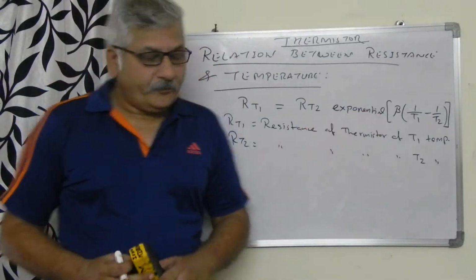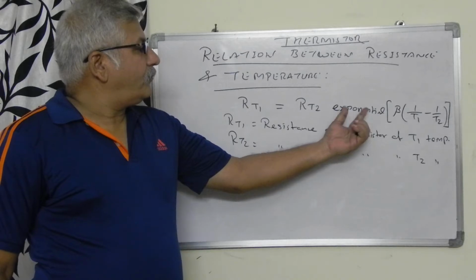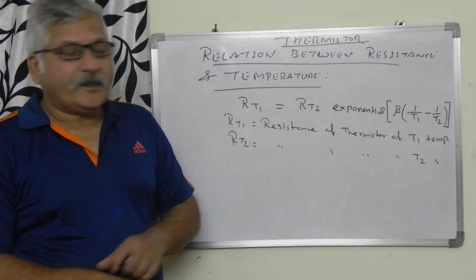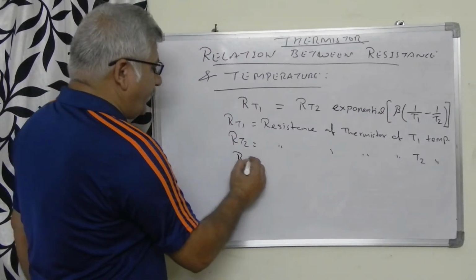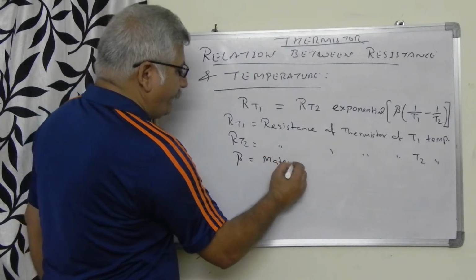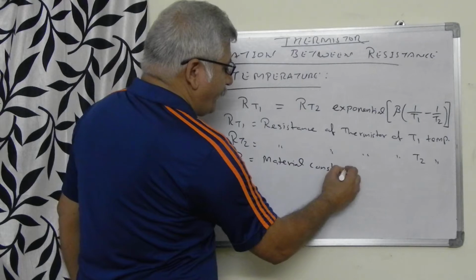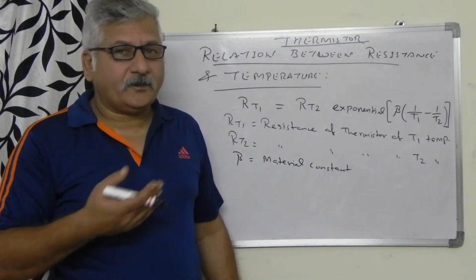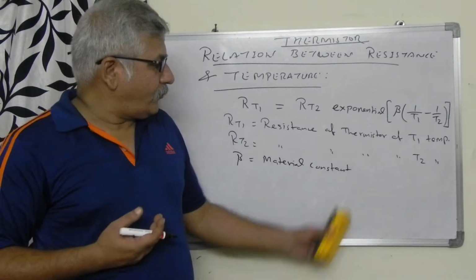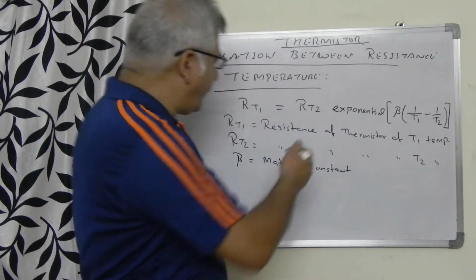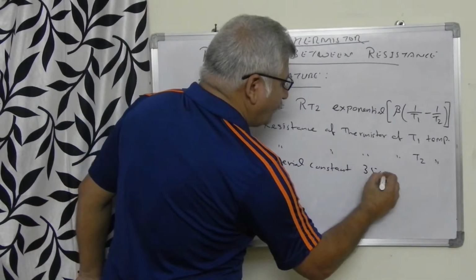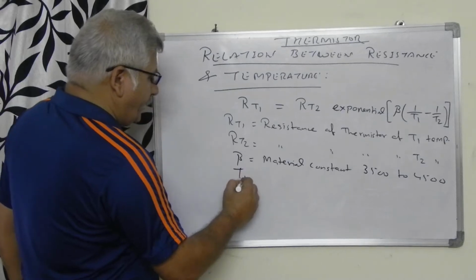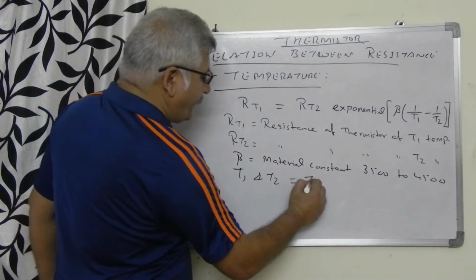And in this expression, the exponential term shows that the variation in the resistance with respect to temperature is exponential. Here beta is the material constant, so this constant depends upon the material with which we have manufactured the thermistor. Depending on the material, this constant has different values, but it is in the range of 3500 to 4500. And T1 and T2 are the temperatures.